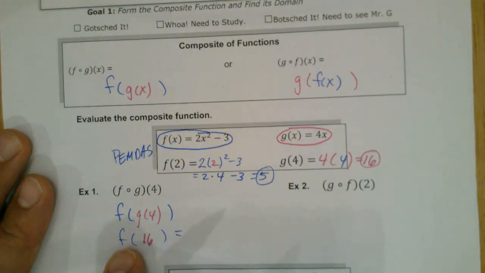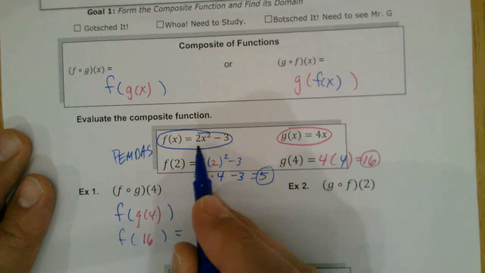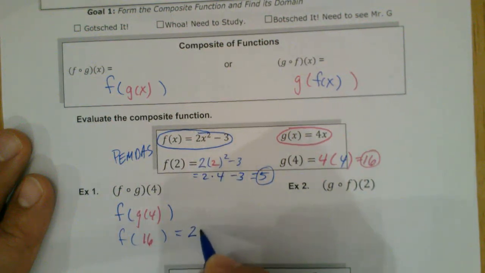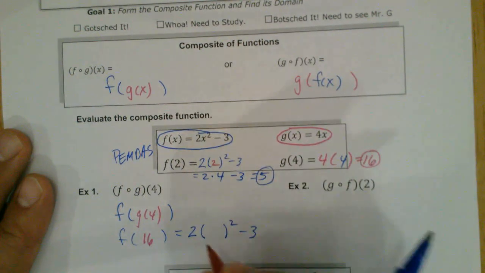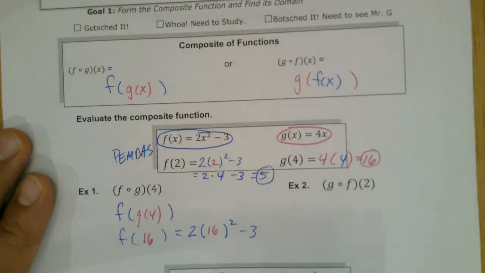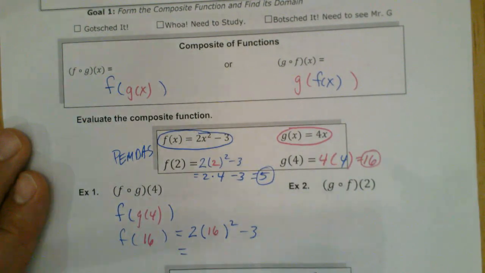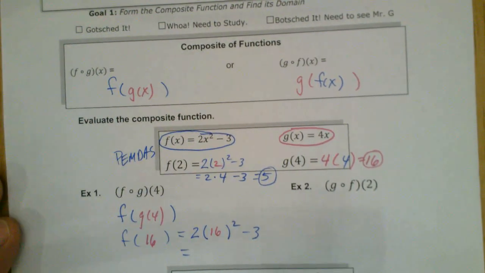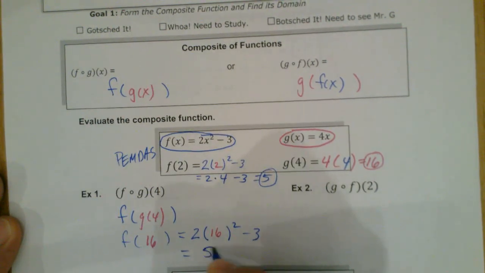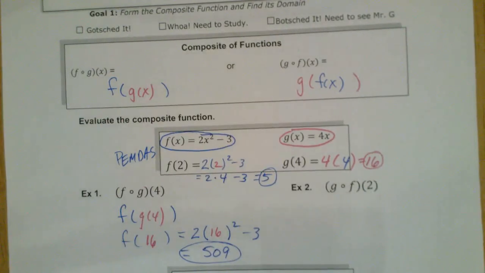Now I want to take my f function, which is 2x squared minus 3, and rewrite it. So it's 2, our input squared, minus 3, and this time our input is 16. And then we go ahead and simplify that. Go ahead and take 16 squared, multiply by 2, and subtract 3. You can use your calculator to do that. You should get 509 when you simplify.